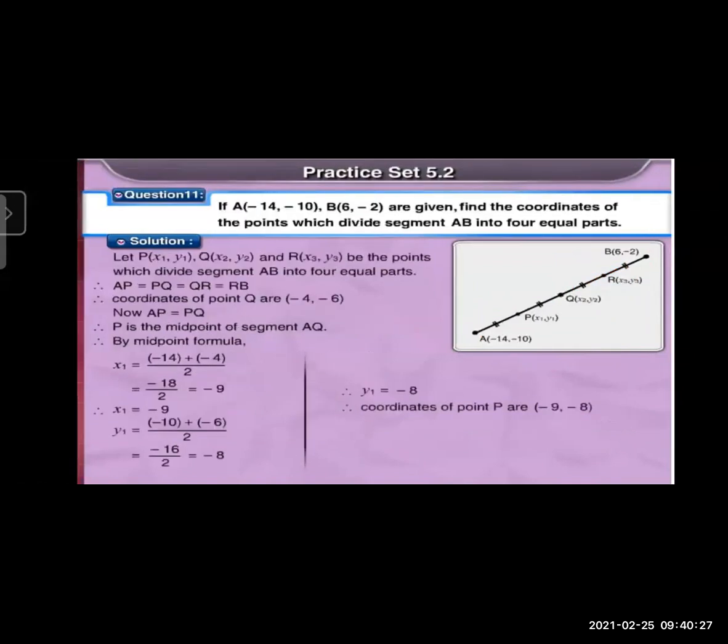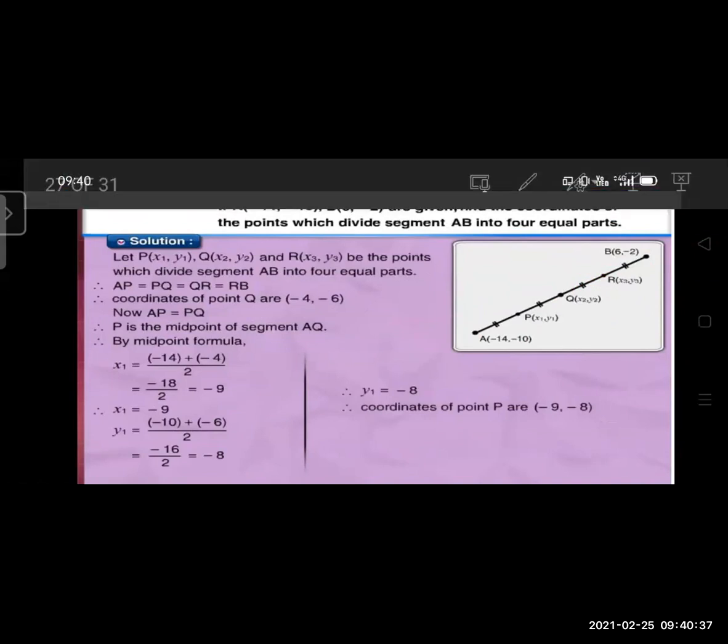See, in question number 11, I just gave some hints. It's the word 4 equal parts. 4 equal parts means we take 3 points. In the previous question, it was trisection. Here it is 4 equal parts. So here we consider points P, Q, R. We have to find the coordinates of P, Q, R. So one by one, first we say that AP equal to PQ equal to QR equal to RB.